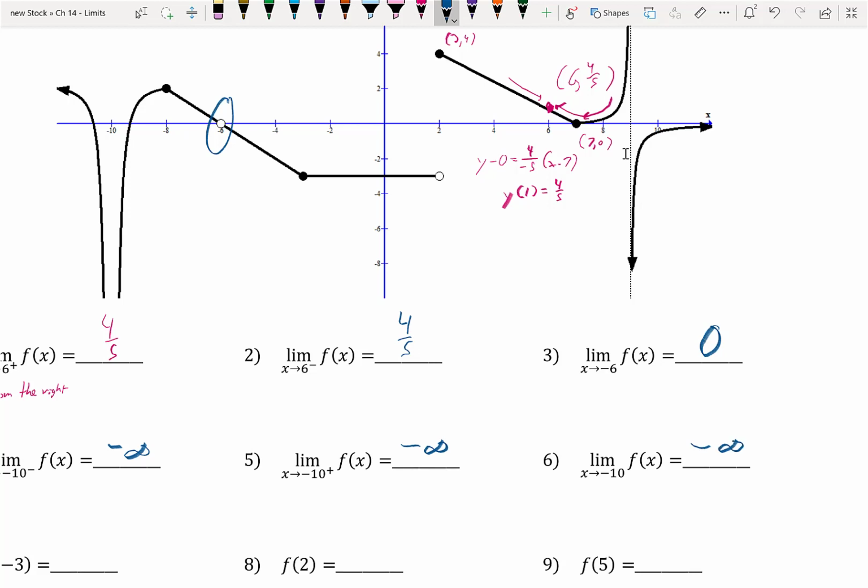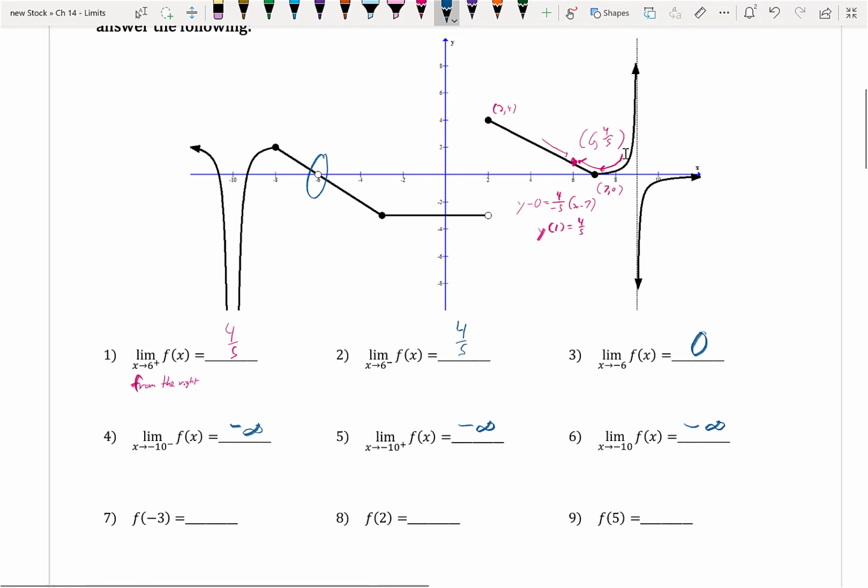They're all three descriptions, but this tells you more than just saying does not exist. It tells you that you're approaching from the same direction. So it gives you a little bit more info, which is good.